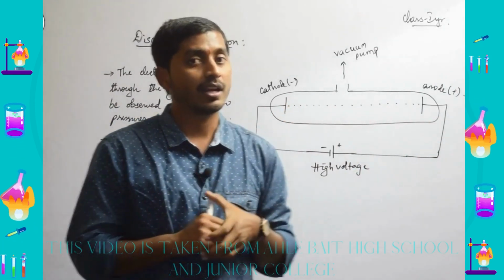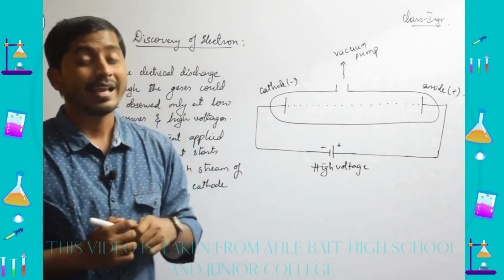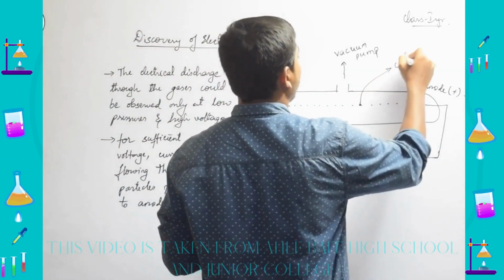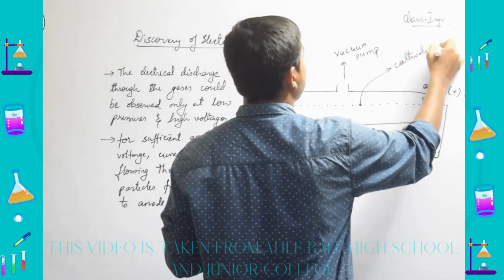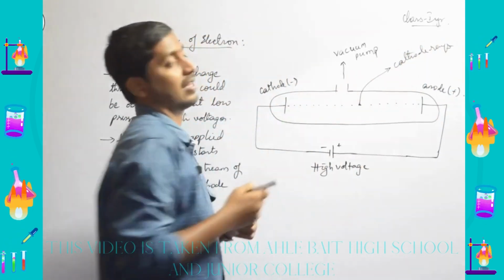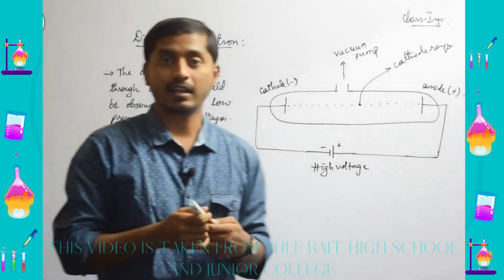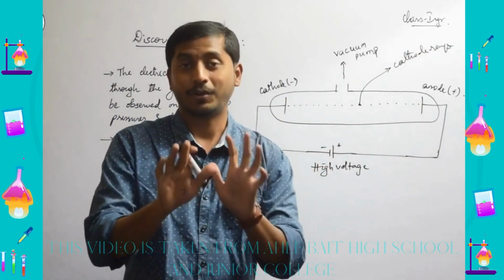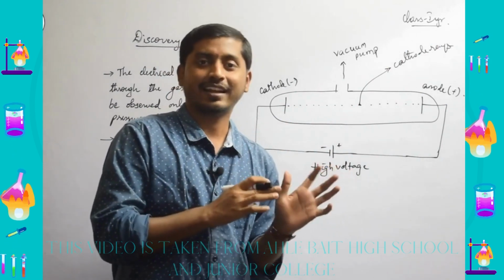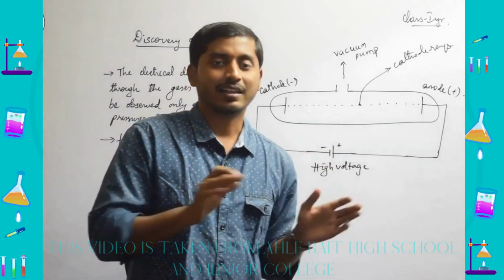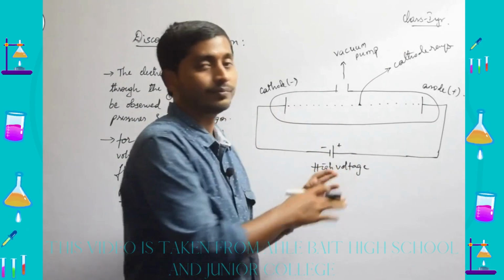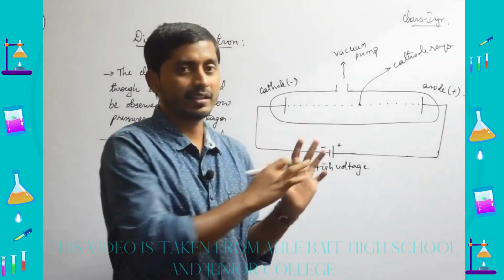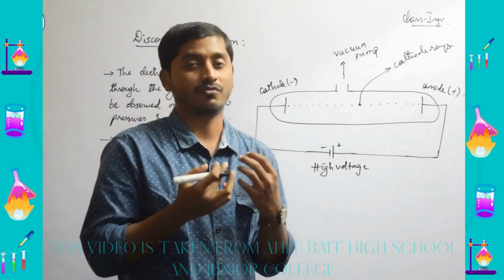What are those particles called? Those particles are called cathode rays. The stream of particles is called cathode rays, and those particles can be called cathode ray particles. Do not just conclude on the name. We know that, but this is the process he followed. What is a cathode ray? How does it start? This is how he did the experiment. Then he concluded a few things.